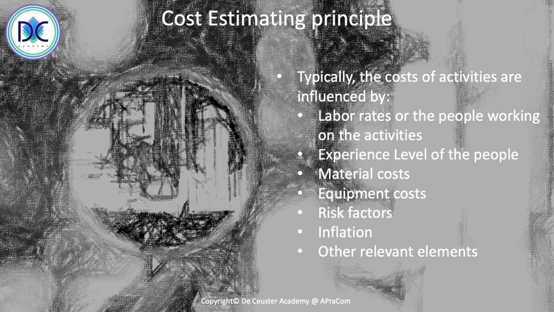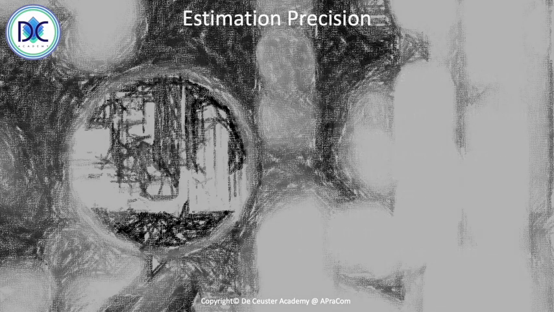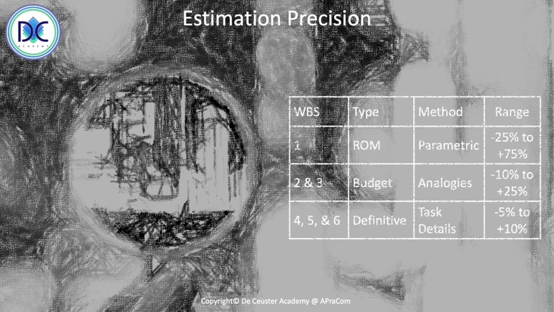Let's have a look at the principles of cost estimation. Typically, the costs of activities are influenced by labor rates or the people working on the activities, experience level of the people, material costs, equipment costs, risk factors, inflation, and other relevant elements. We have to look at all these parameters that are basically influencing the cost of activities and work packages. An important thing to understand is the estimation precision.